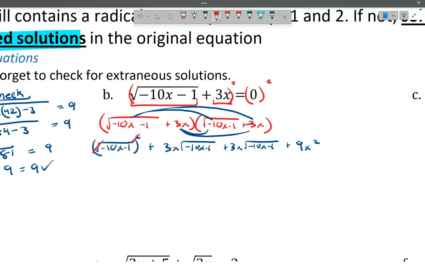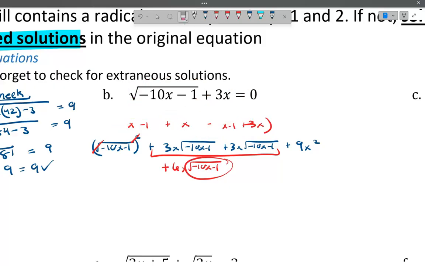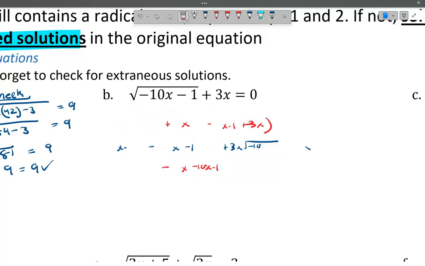So this first radical cancels out. And then my last term doesn't have a radical, but these terms don't cancel out, and I'm left with plus 6x root negative 10x minus 1, which doesn't help simplify this problem any. I'm still left with the same exact radical that I had before. So it doesn't really eliminate the radical unless we isolate the radical first.